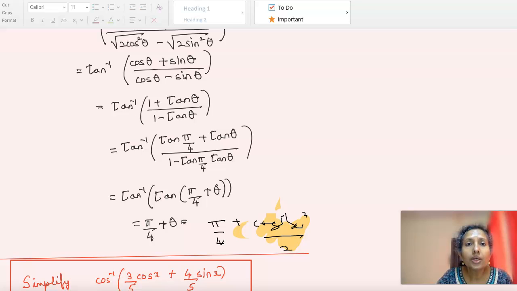I think we are having quite a laugh here with this, so I'll just write it once again. That is pi by 4 plus half cos inverse x squared by 2. You need to have some entertainment also in a video, right? So I hope this is entertaining you. Half cos inverse x squared.